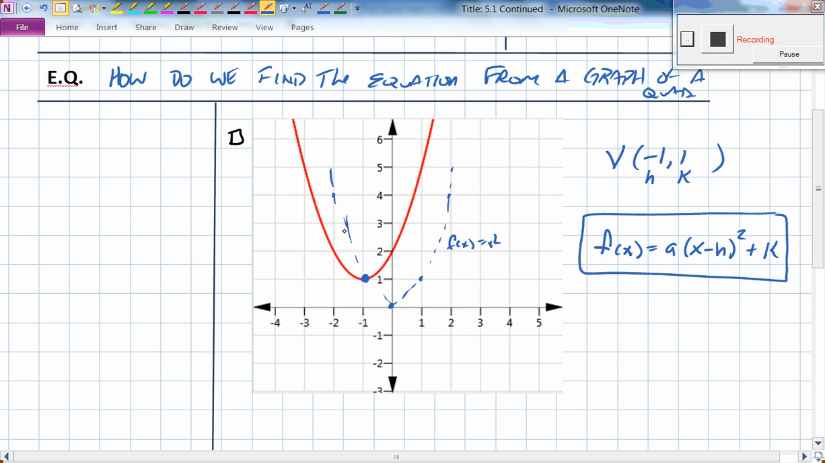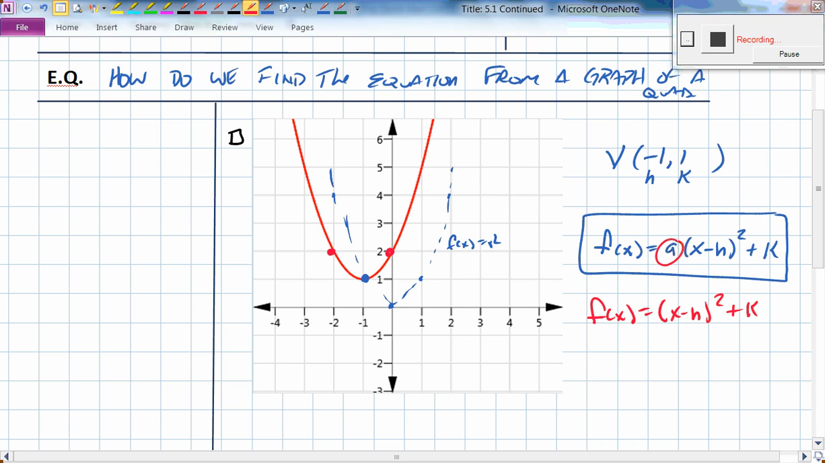So if we analyze this red one here, if I go right 1 and up 1, this points on the graph. Left 1 and up 1, that points on the graph. That tells me that a is a value of 1, which means this graph has not been stretched or compressed vertically at all. So now f of x is equal to (x minus h) squared plus k. If a was equal to 2, then I would go over 1 and up 2, but in this case, I know that it's not.